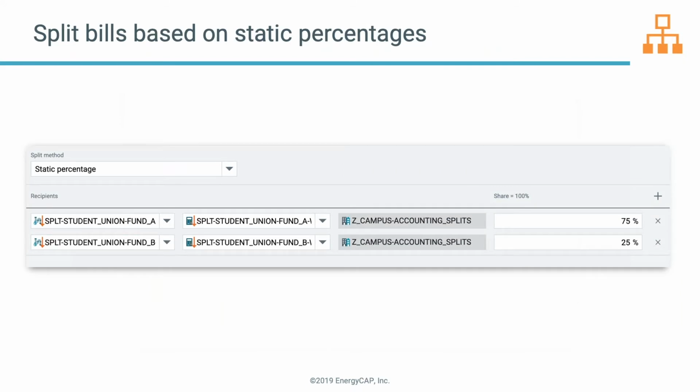Here's an example of setting up bill splits based on static percentages. Again, perhaps you have a scenario where you know that you need to divide a bill to 2 different funding sources, a 75-25% split. Simply select those funding sources and give us the percentages, and you can see easily what share of the original bill will be split and distributed to downstream locations.